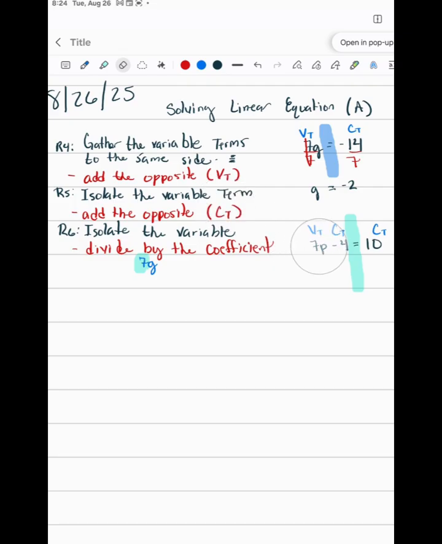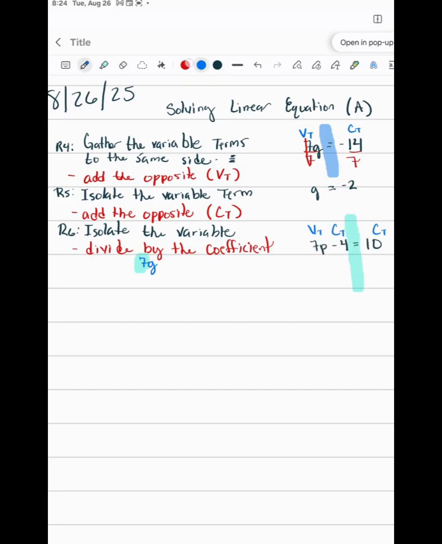Let's look at the side with the variable term is on. Is the variable term by itself? It is not. The constant term is over here with it. So we need to move the constant term. The rule says, well, how do you move a constant term? By adding the opposite of the constant term. So what kind of constant term is that? A negative 4. So what are we going to do? We're going to add 4 to both sides.